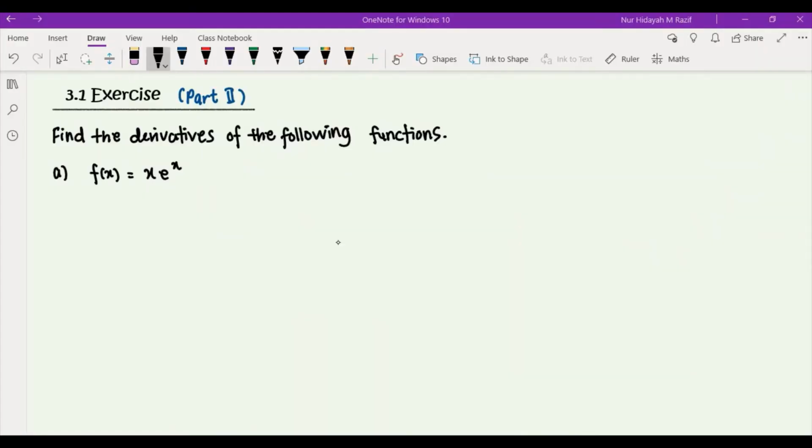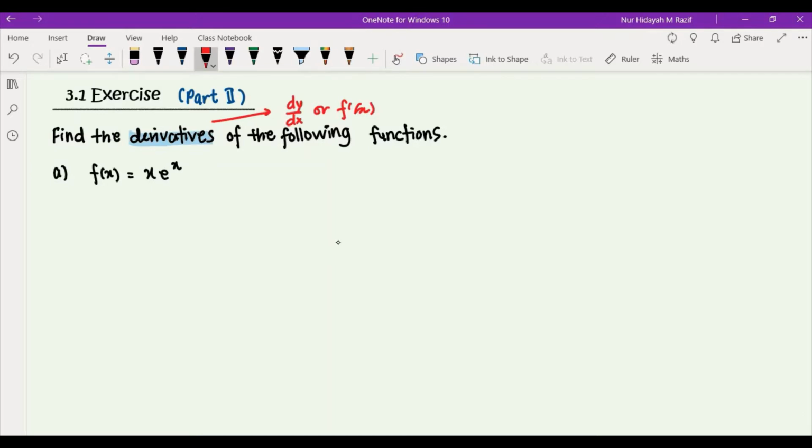Hello everyone. So this is the second part of the video where I discuss the solution for the exercise for the first subtopic in chapter 3. So again, in this question, you are also asked to find the derivative. So in this case, the question asks for the first derivative, which is dy/dx or f prime of x, or any respective first derivatives depending on the function given to you.